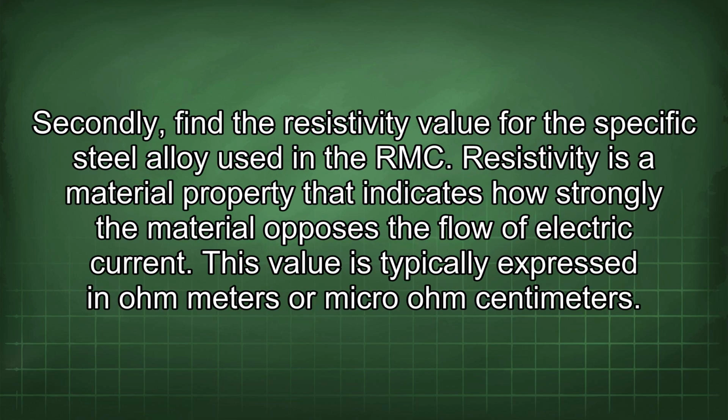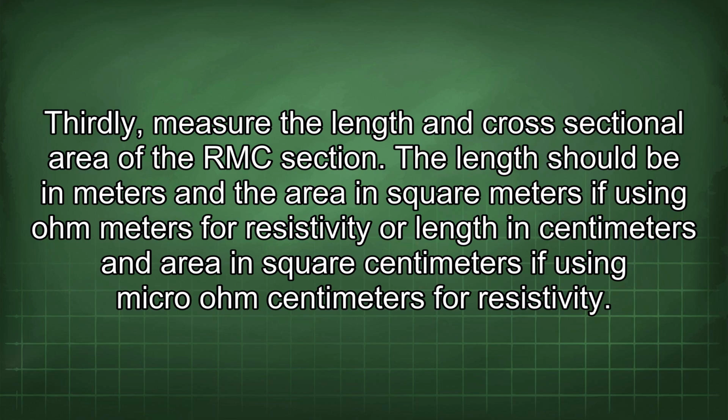Secondly, find the resistivity value for the specific steel alloy used in the RMC. Resistivity is a material property that indicates how strongly the material opposes the flow of electric current. This value is typically expressed in ohm meters or micro-ohm centimeters. Thirdly, measure the length and cross-sectional area of the RMC section. The length should be in meters and the area in square meters if using ohm meters for resistivity, or length in centimeters and area in square centimeters if using micro-ohm centimeters for resistivity.